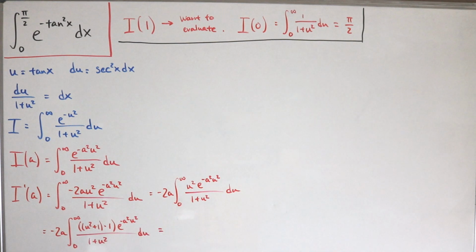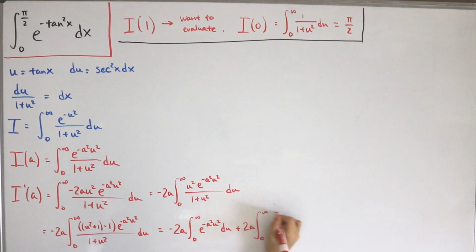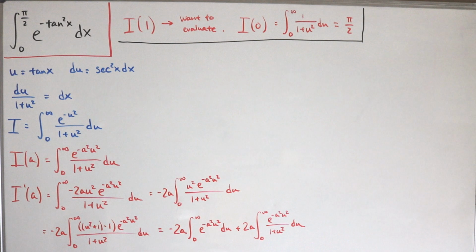Then moving forward, we can break this up. The u squared plus 1, or 1 plus u squared, same thing, will cancel out, so that's a 1. Now we have negative 2a multiplied with the integral from 0 to infinity of e to the power negative a squared u squared du, and then add 2a multiplied with the integral from 0 to infinity of the same numerator, divided by 1 plus u squared, du. Notice that this integral is the exact same thing as I of a, so I can just replace that.